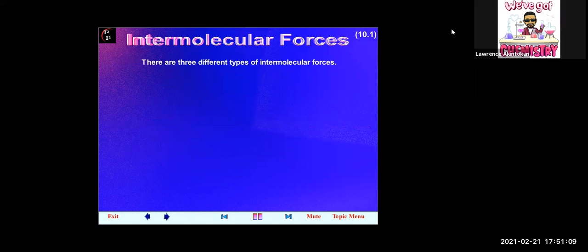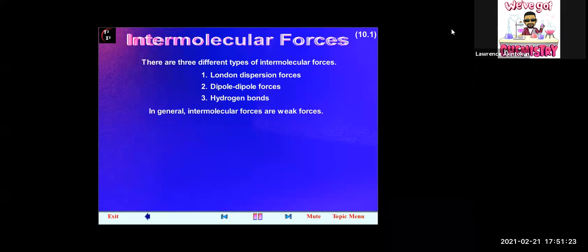There are three different types of intermolecular forces. 1. London dispersion forces. 2. Dipole-dipole forces. 3. Hydrogen bonds. In general, intermolecular forces are weak forces.